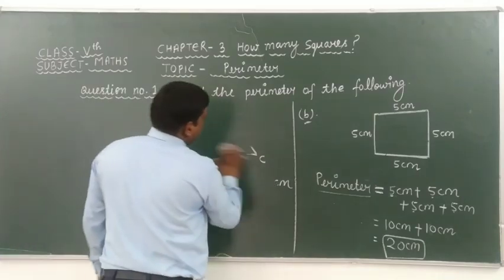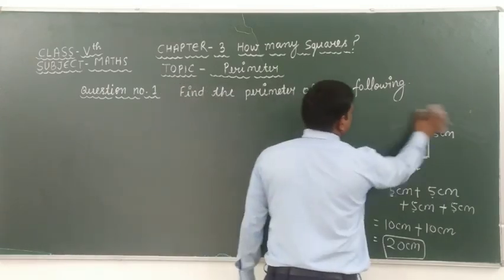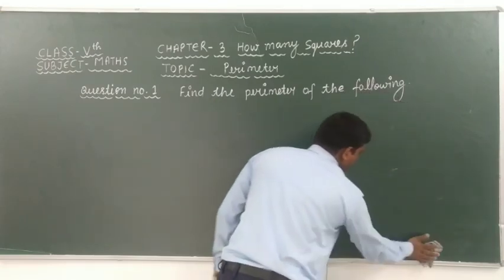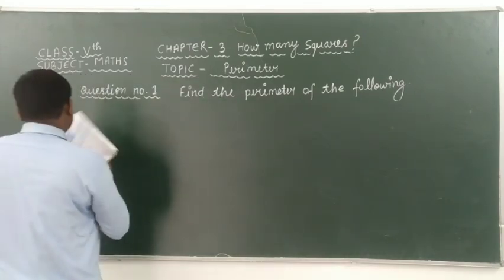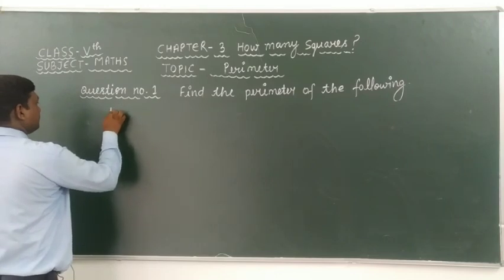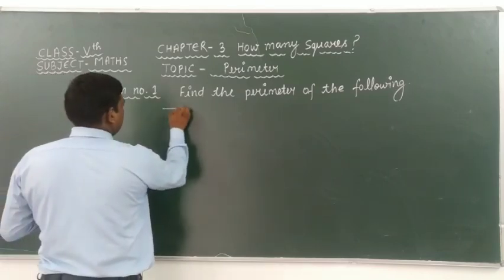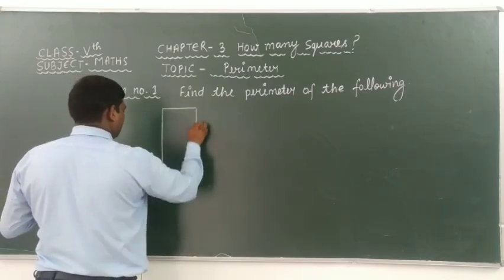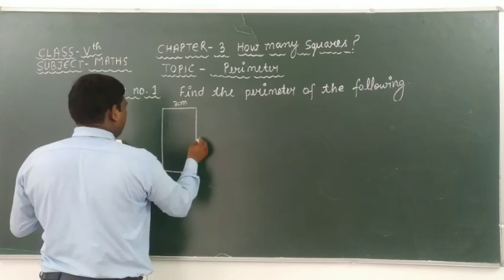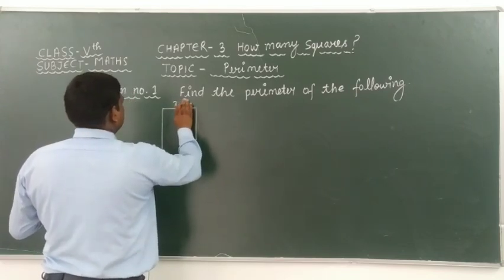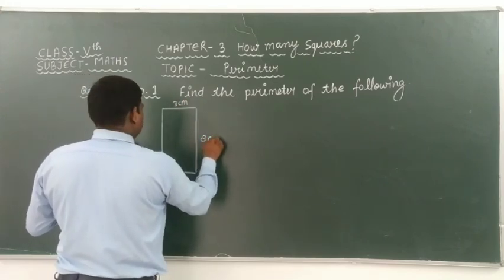Now let's start question number 1 of C. Question number 1 of C. Here given is a simple closed figure, its length is 3 centimeter and height is 8 centimeter.